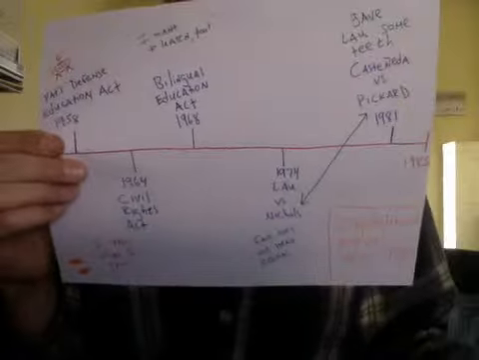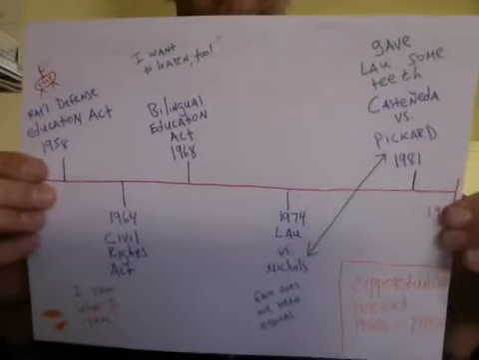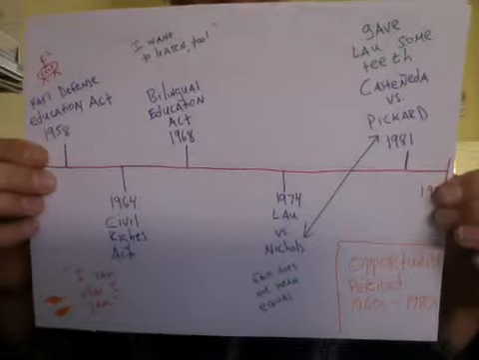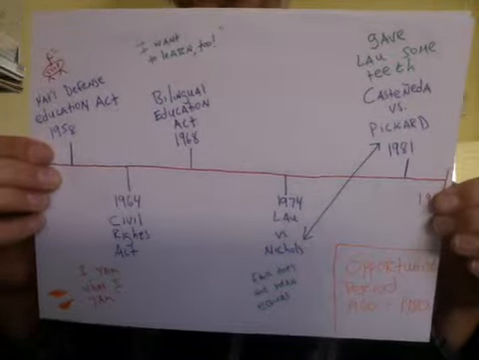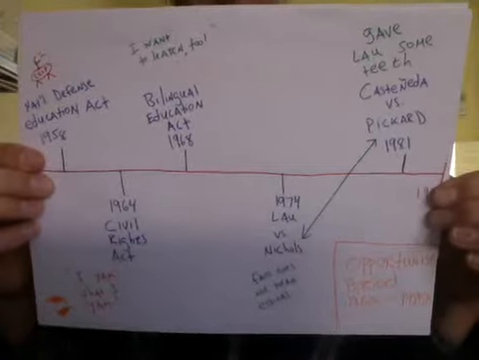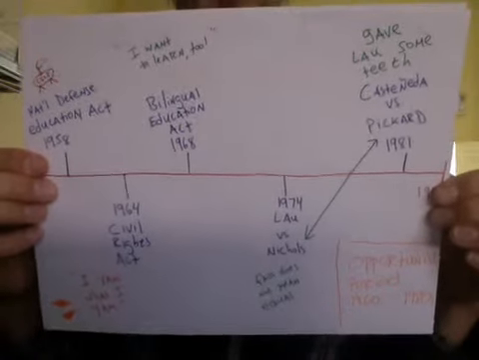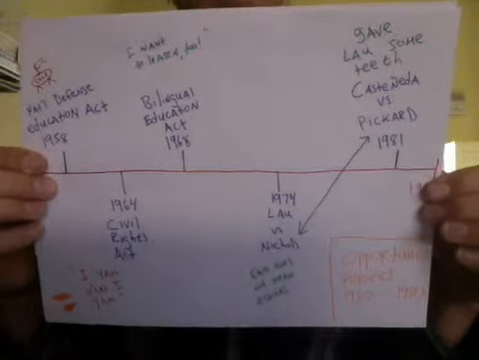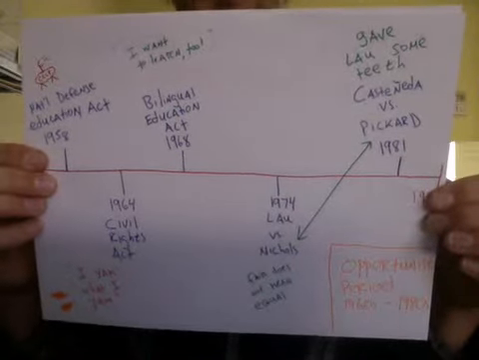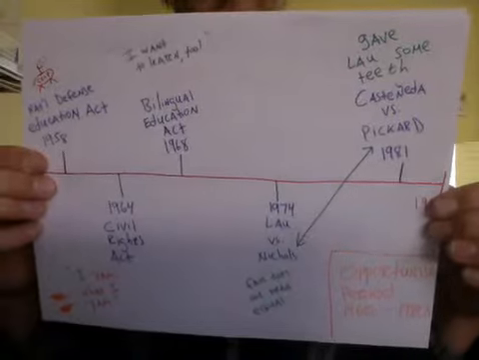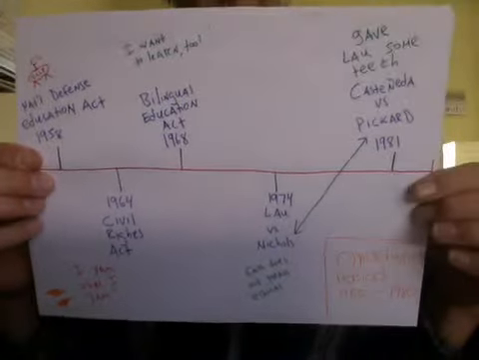This started to change in the opportunistic period. It started in the late 1950s with the National Defense Education Act, which was implemented to keep up with the Russians after the firing of Sputnik into space. So the U.S. wanted to keep up with the USSR in their technological advances.